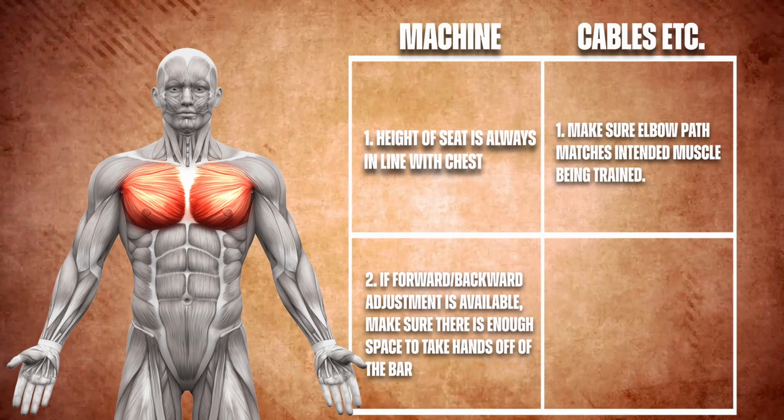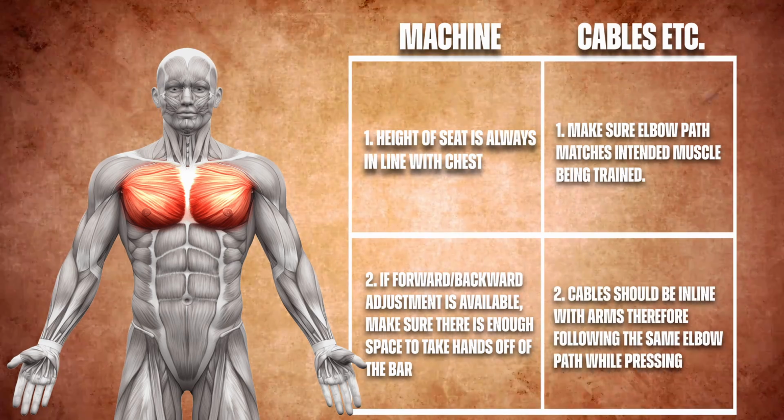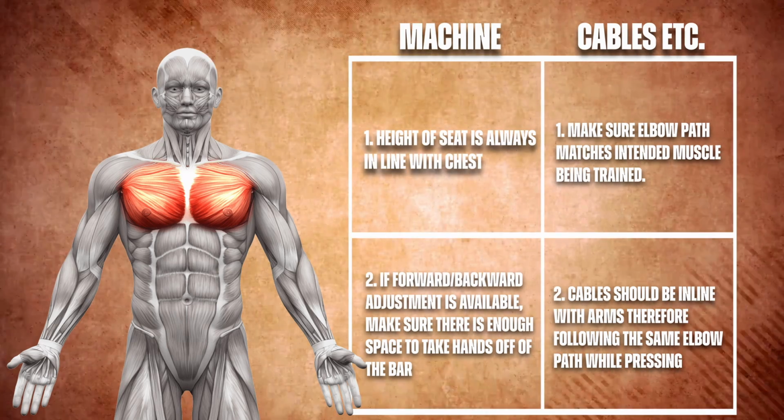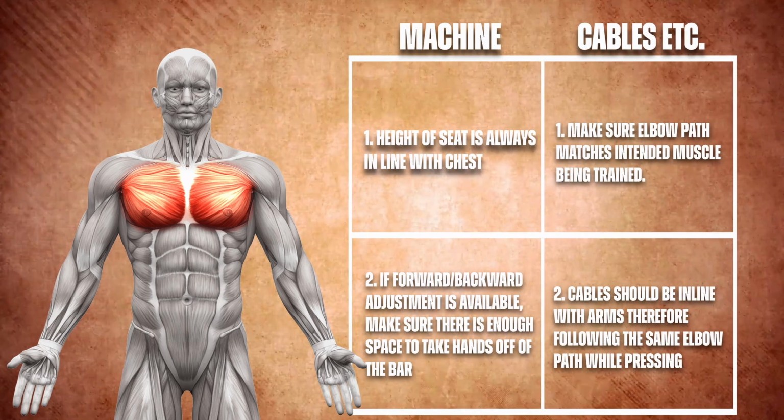So if you're going to be hitting this with cables, the cable should be in line with your arms, following the same elbow path that you are while pressing. If the cable is in a different position and isn't following that, you're doing the wrong thing, you're putting stress on your joints that doesn't need to be there, and you're not hitting the muscle that you want. Your training isn't effective at all.